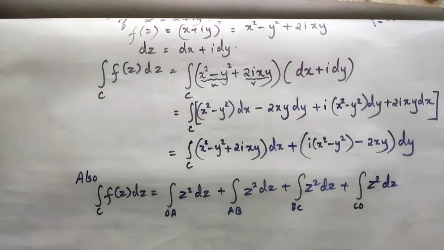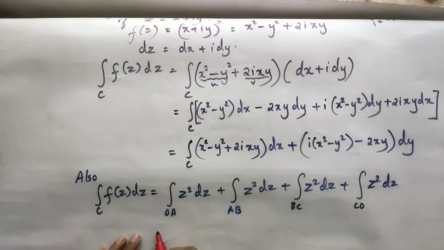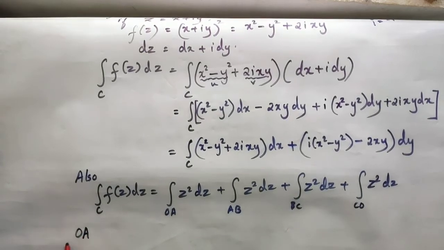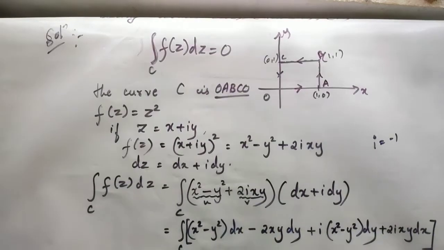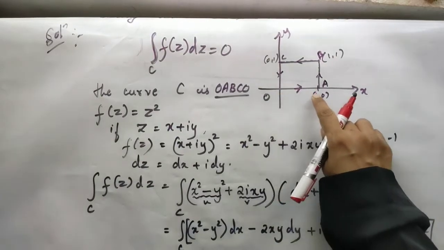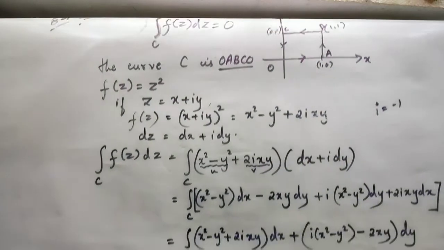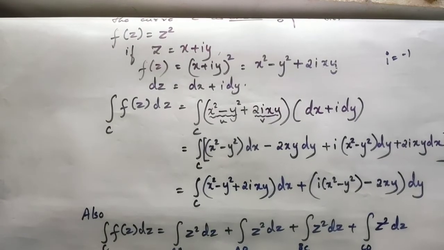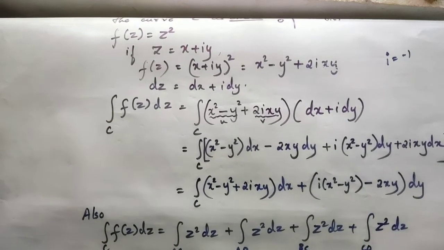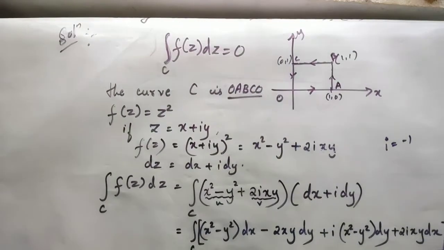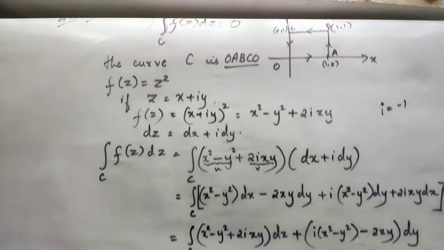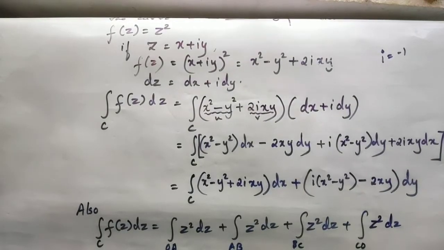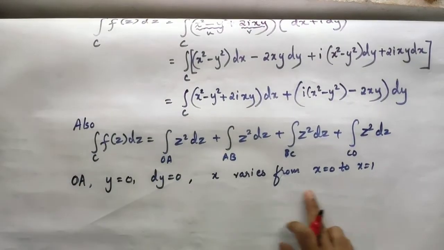Once you get all this, you have to discuss what is happening along OA. Go back to your curve. See, along OA, it is the x-axis. If it is the x-axis, you will have y equal to 0. So definitely dy will also be 0. And how is x varying? x is varying from 0 to 1. You see that. So x varies from x is equal to 0 to x is equal to 1. You can take it like this. I write it here. This is one thing.